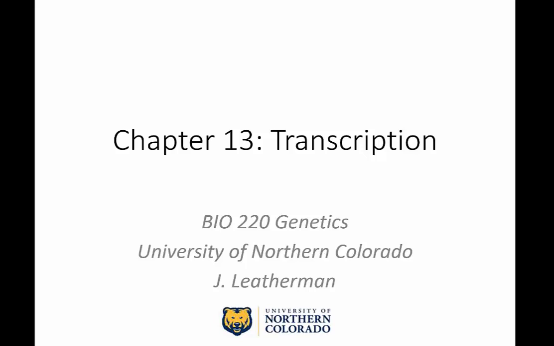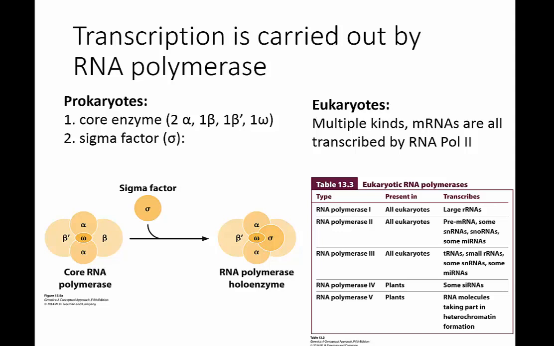This video will be on the process of transcription. So transcription is carried out by RNA polymerase. In prokaryotes, RNA polymerase consists of two main parts: the core enzyme, which has this beta, beta prime, 2 alpha, and an omega subunit, and then the sigma factor as well. So once you have all of those, it's called the RNA polymerase holoenzyme.